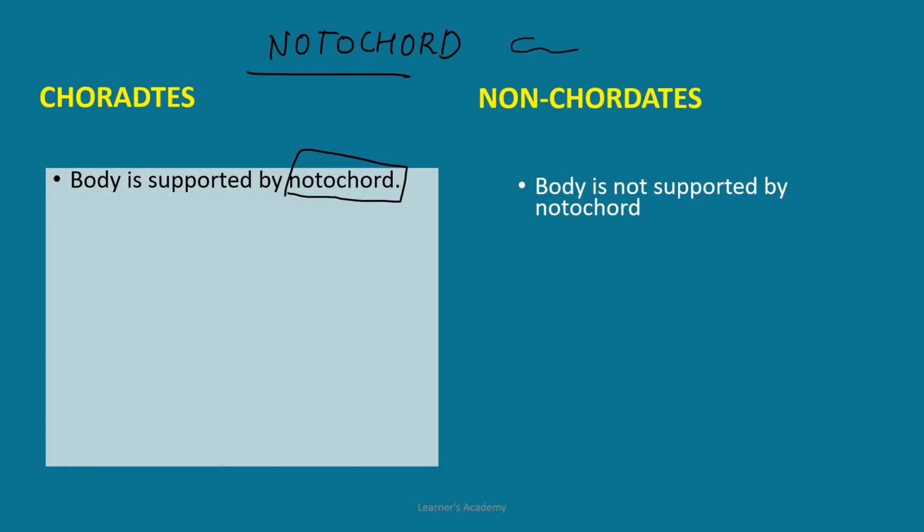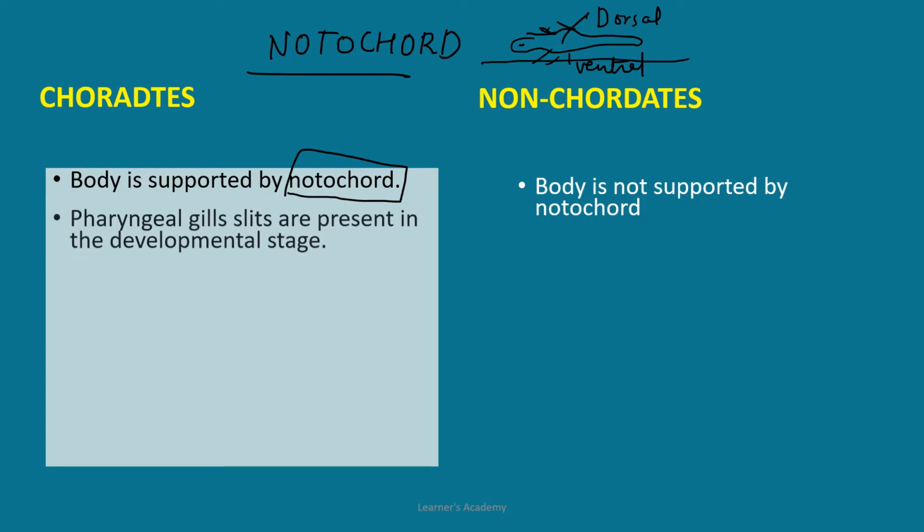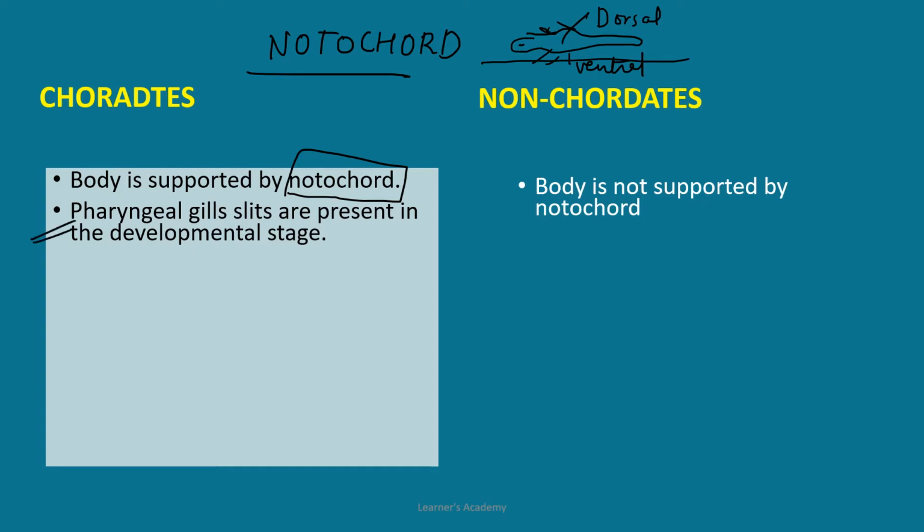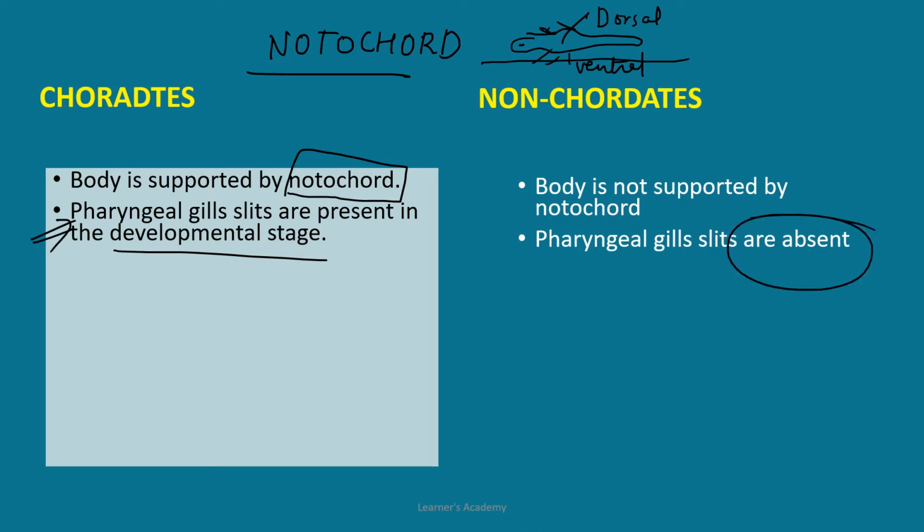Now what is the dorsal side of the body and what is the ventral side of the body? That is a question that I need to answer. See, for example, this is a body. The upper portion of a body is called the dorsal side, whereas the lower portion of the body, which is more towards the earth, is called the ventral side. The second point of difference is that pharyngeal gill slits are present in the developmental stage in case of chordates, whereas pharyngeal gill slits are absent in case of non-chordates, totally absent.